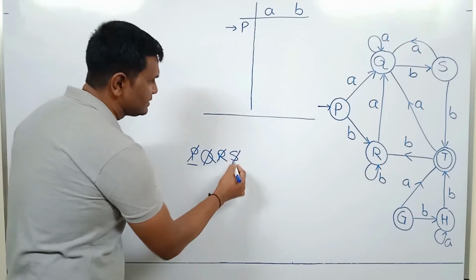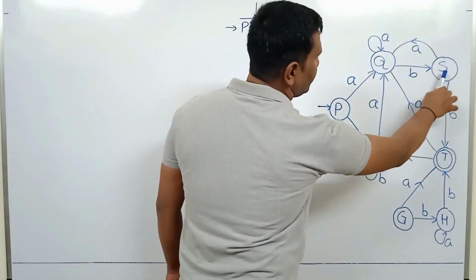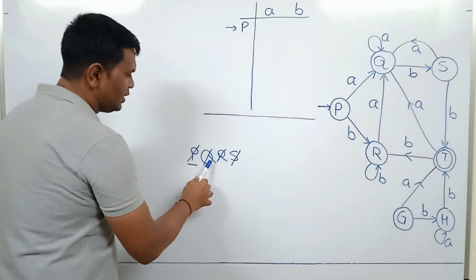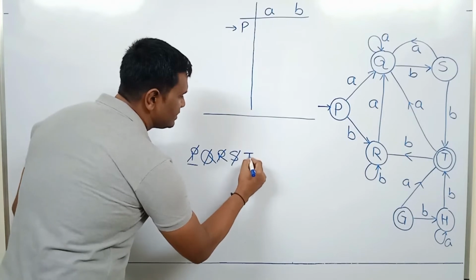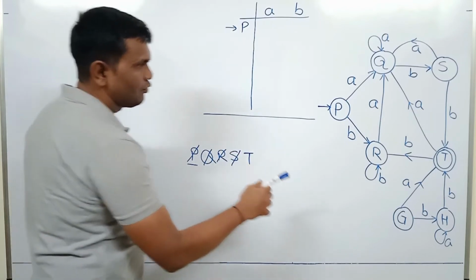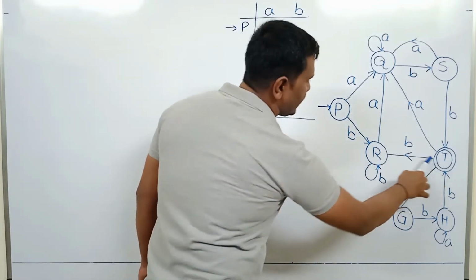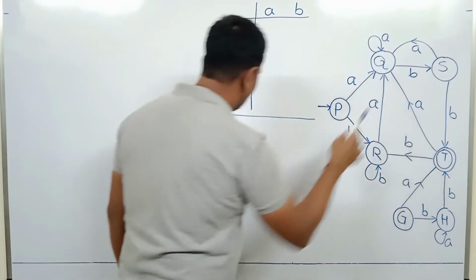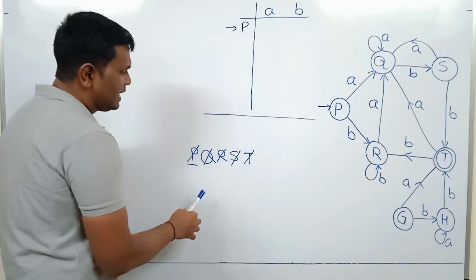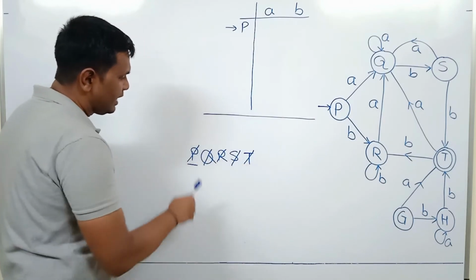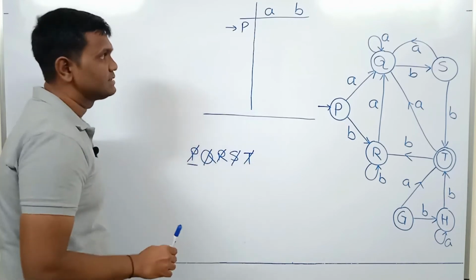Now consider S. From S we can reach Q and T. Q is already there. The new entry is T. Now we are considering T. From T we can reach R and Q. R and Q are already there. So we have considered all the entries and only these are reachable states.